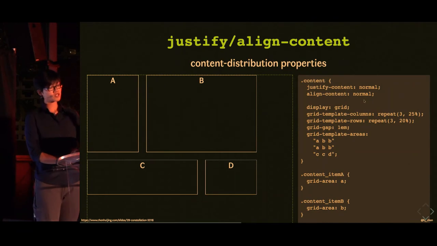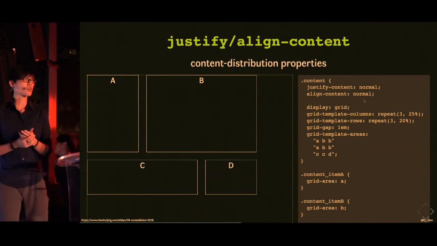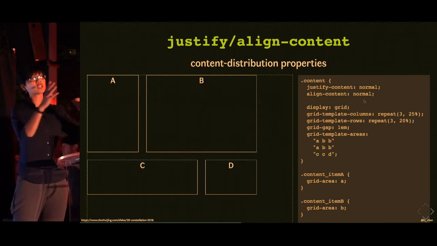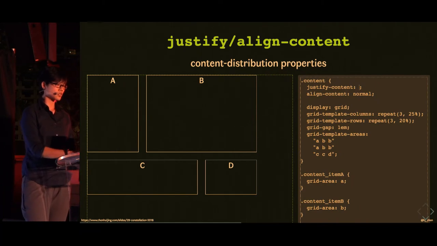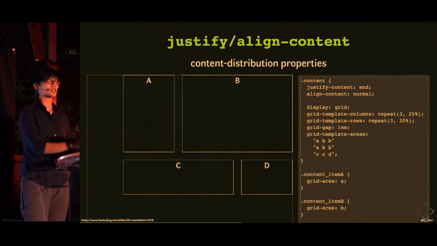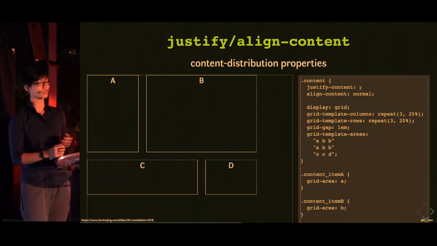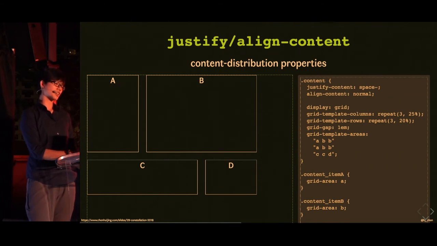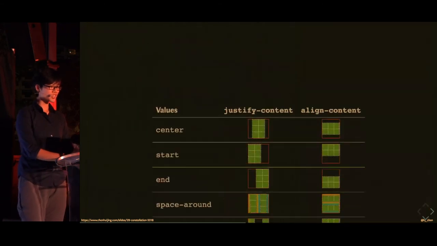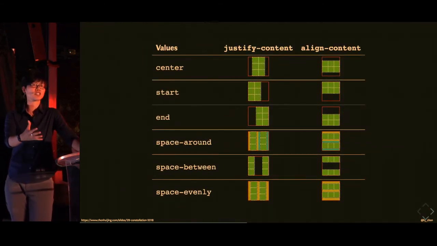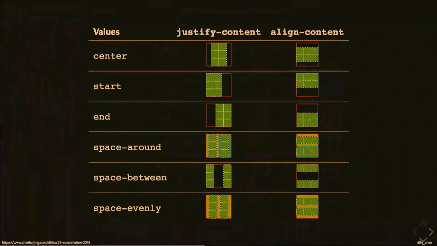With justify or align content, you can align all your columns and rows if there's extra space in the container. So you can use values like start, center, or end to distribute all your rows or columns. But you can also distribute the space between your grid tracks using values like space around or space between. This table will sum up essentially what you can do with this. But just remember that content is for shifting entire blocks within its container.